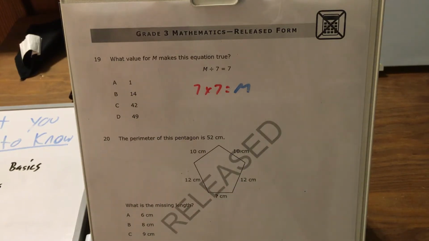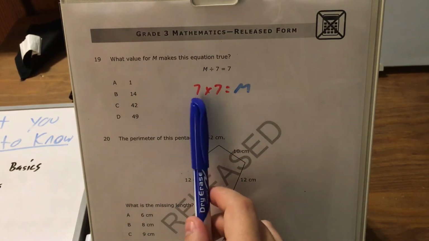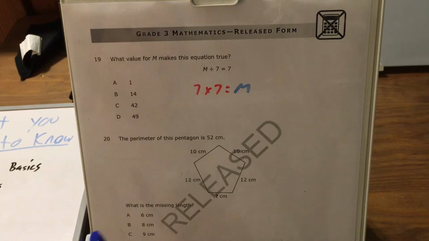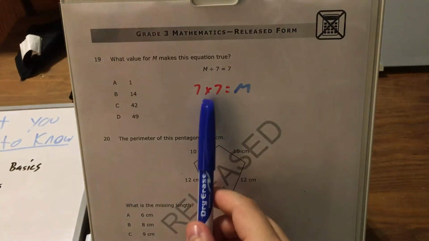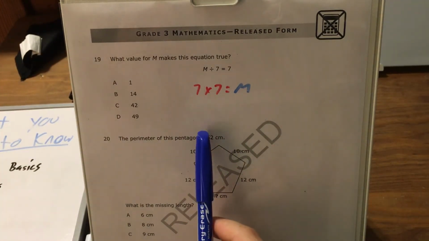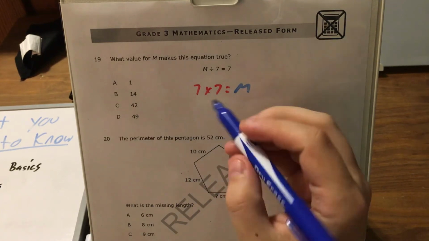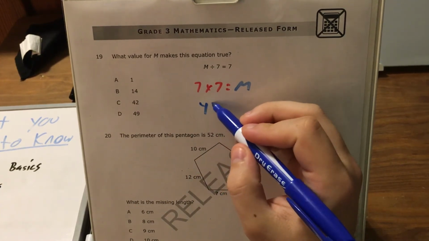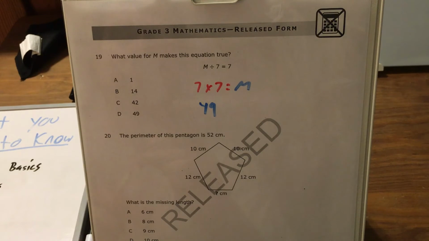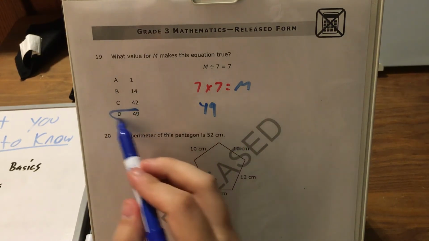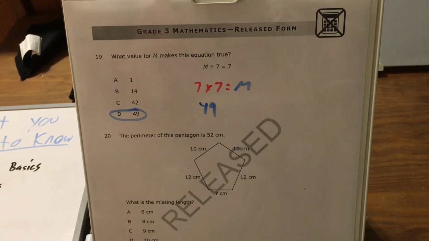Now all I have to do is think about my times tables and go, okay, 7 times 7. I can skip count if I want to. 7, 14, 21, 28, 35, 42. 7 times 7 gets me 49, which matches answer choice D.